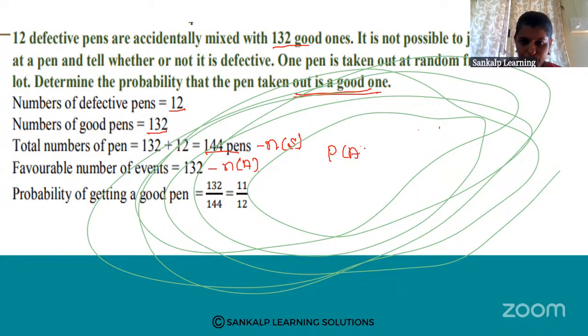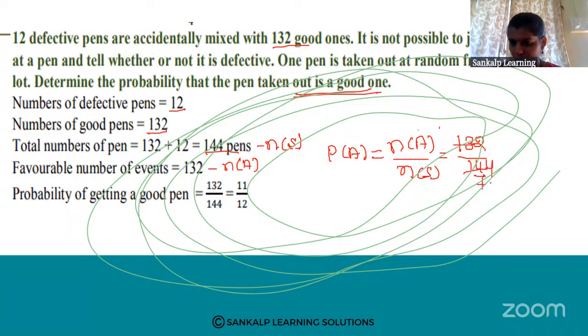Therefore, the probability of getting a good pen is n of a divided by the total number of events, n of s. N of a is 132 divided by 144. Dividing by 2, then 2, then 3, we get 11 divided by 12. This is the probability of getting a good one.